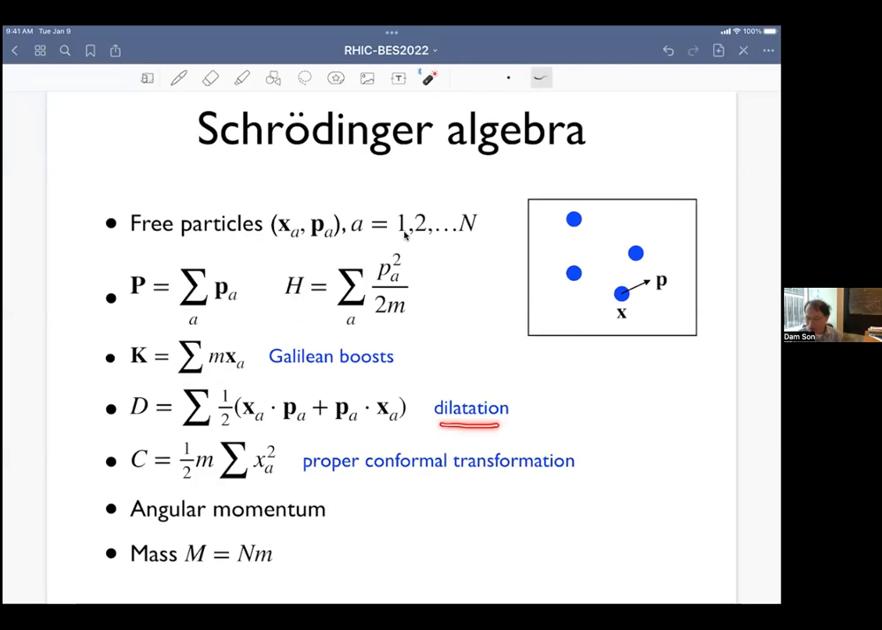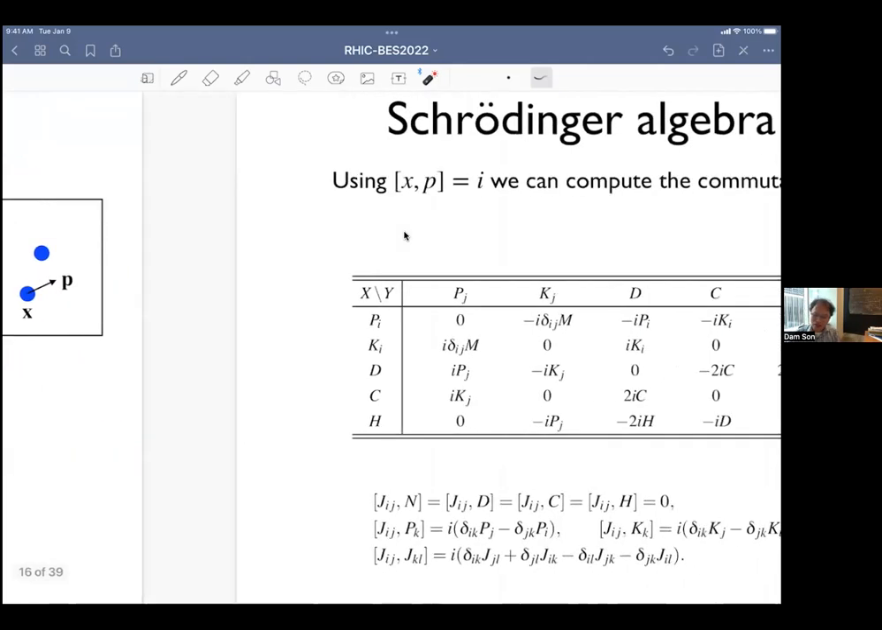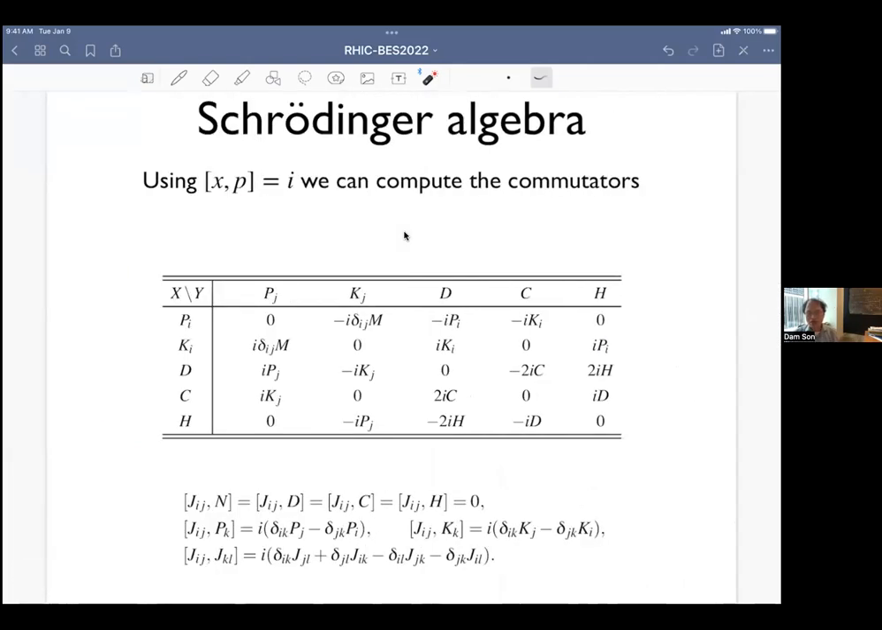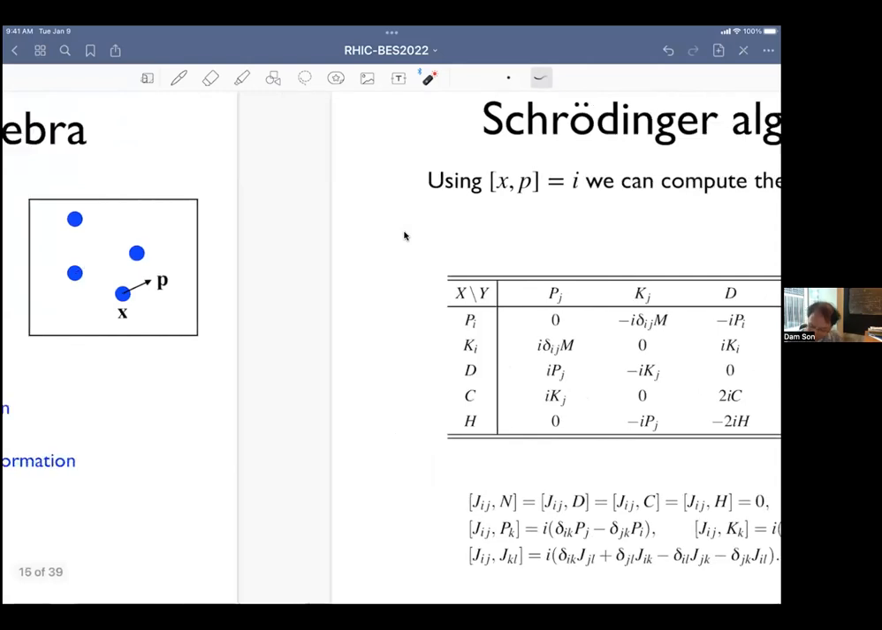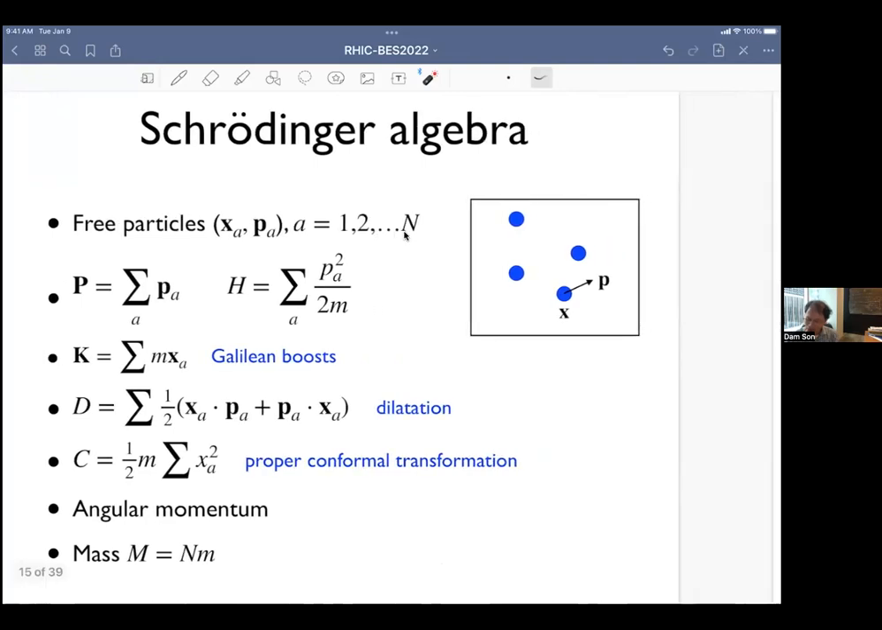The dilatation operator is x dot p, something that is not very clear to have any meaning in classical physics. And then the proper conformal transformation is simply the sum of the coordinate squared of the particles, or you can think about that as the moment of inertia of these particles. Then angular momentum and mass, these operators turn out to form a closed algebra, and using the usual commutation relations in quantum mechanics, we can construct a table of how these operators commute with each other. So these operators form a closed algebra, the Schrödinger algebra.